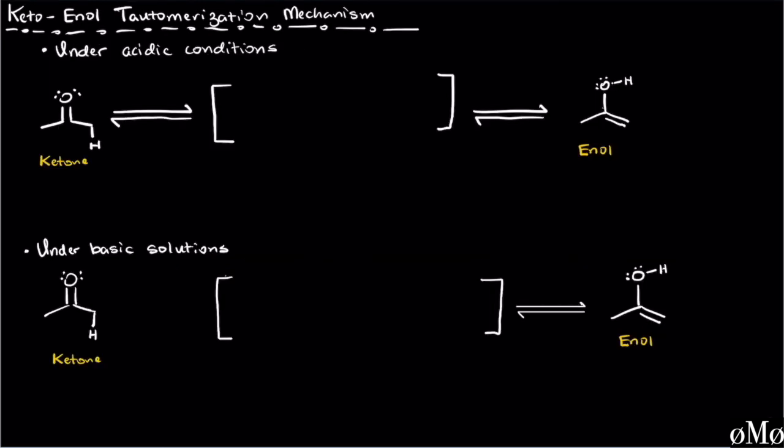Okay, so now what we're going to do is propose reasonable mechanisms for this tautomerization under both acidic as well as basic conditions. Under acidic conditions, how does a ketone form its enol? Well, we already know that under acidic conditions, it's very possible for your carbonyl oxygen to get protonated.